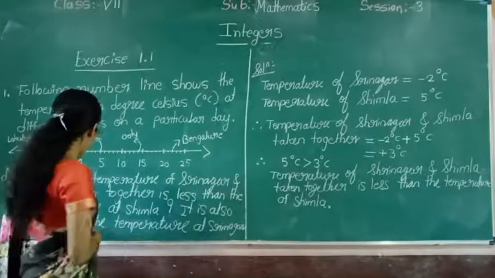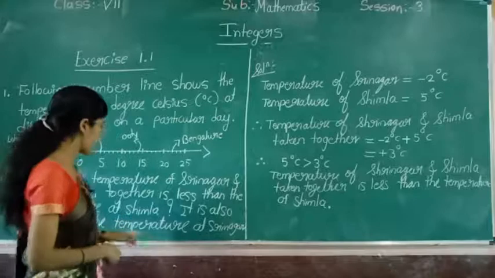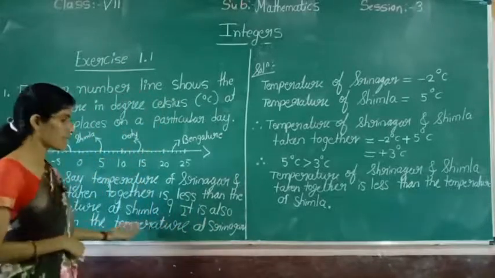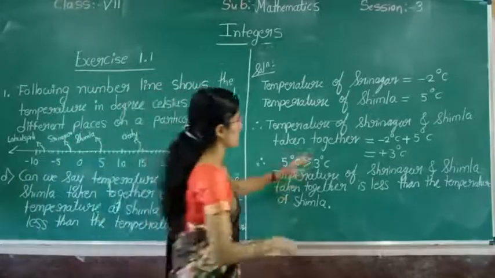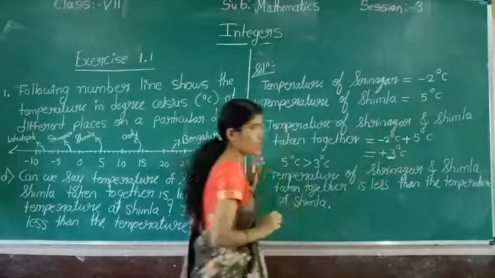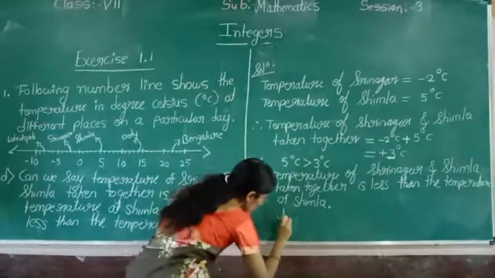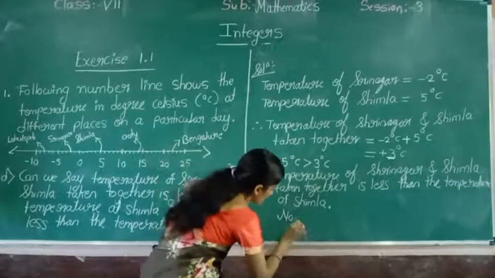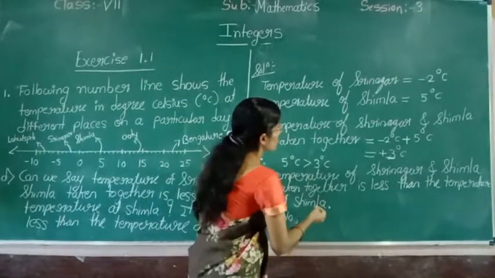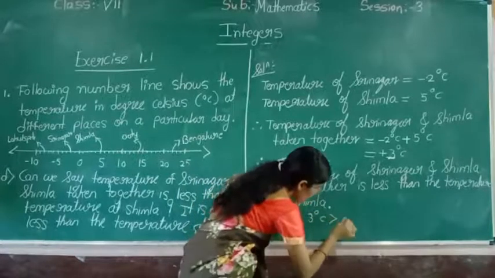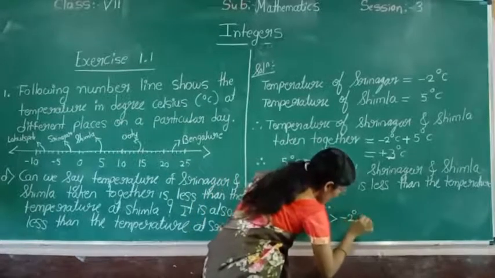It is also less than the temperature of Srinagar. See here, is this less than Srinagar? No. The answer is no. Okay. 3 degrees Celsius is greater than -2 degrees Celsius.